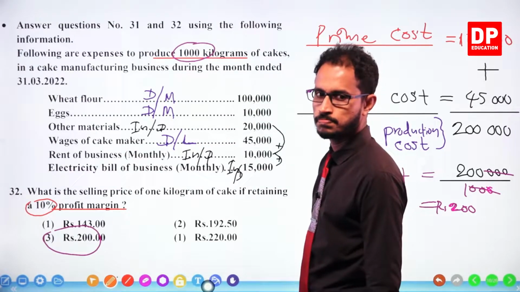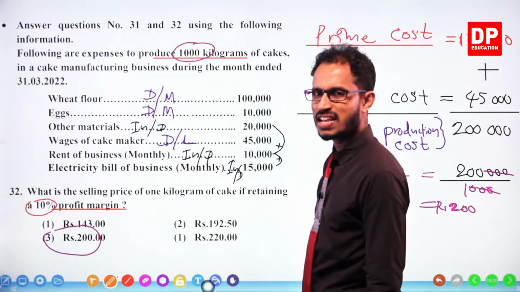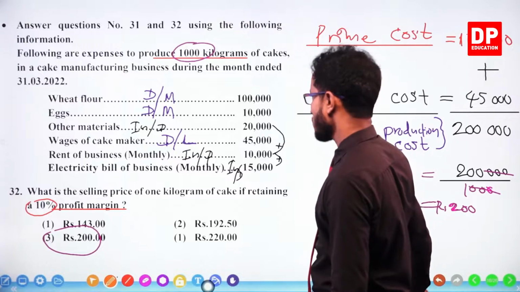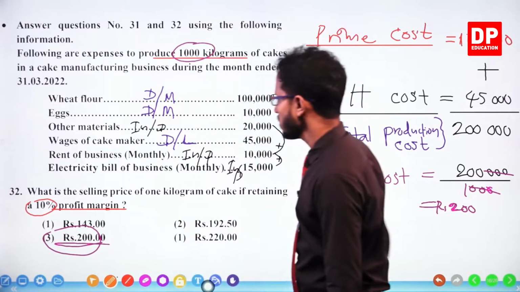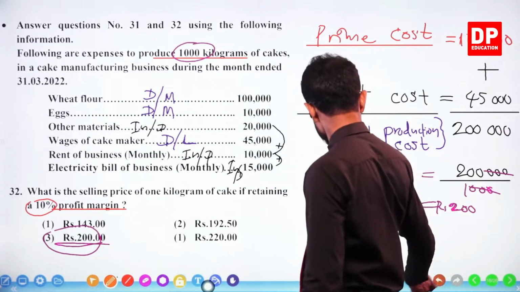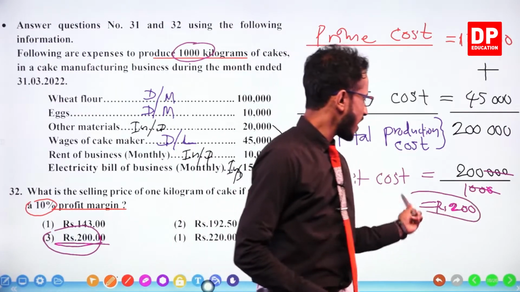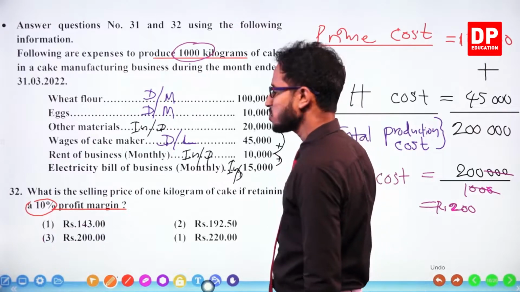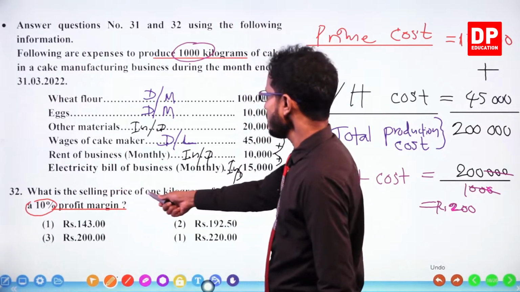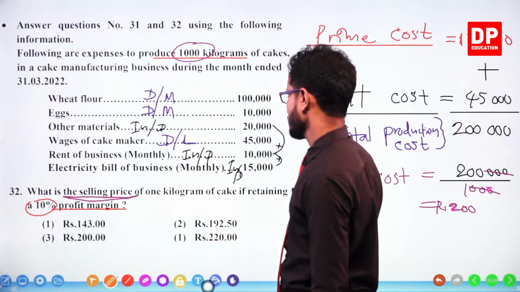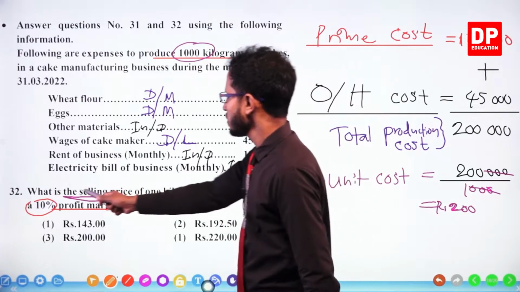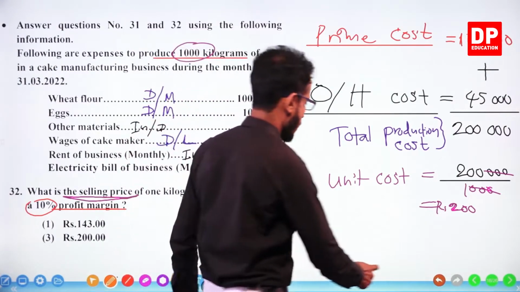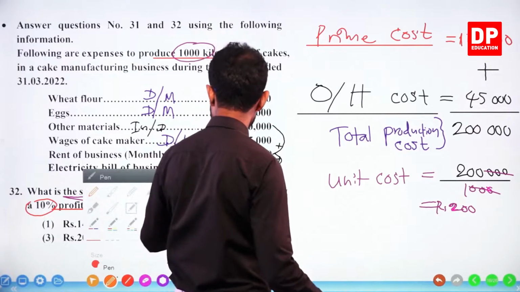No. That is not what we are calculating. We are calculating the selling price with the profit margin, children, not the unit cost. We found the unit cost and that is not the answer. They are asking the selling price after keeping 10% profit margin. Have to calculate 10% out of 200.